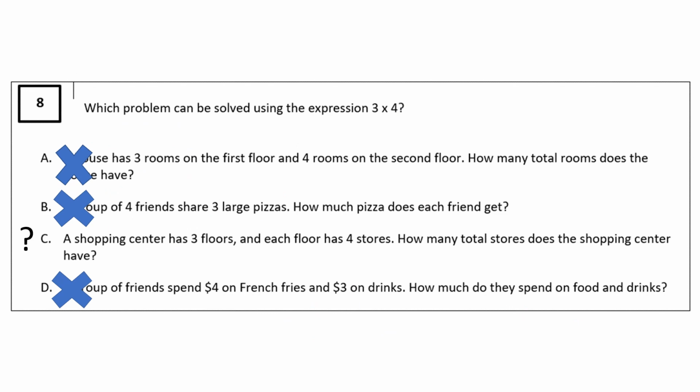Going back to number 8, I now know that I can also slash that trash for answer D. D was not represented by 3 groups of 4. D's problem was solved by adding 4 plus 3 to get 7. Now that I've tried every single answer choice, I can go ahead and shade in C with my pencil because C was the only answer choice where the model and the equation match the expression 3 groups of 4. So our correct answer for 8 is option C.